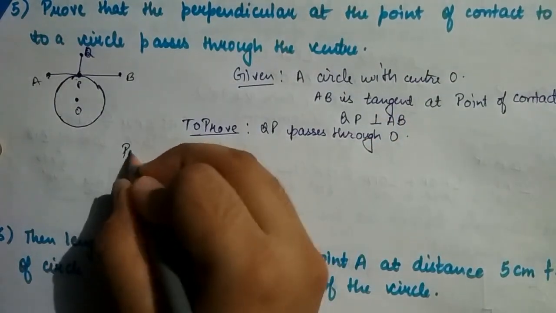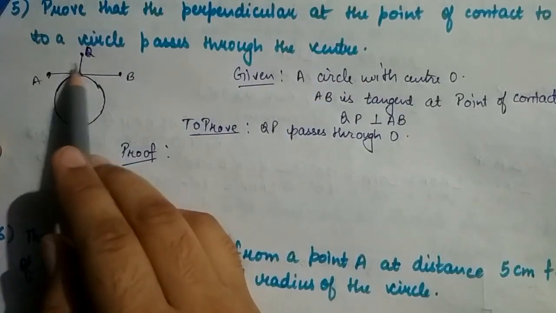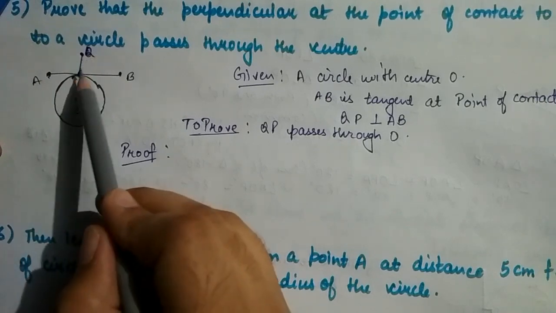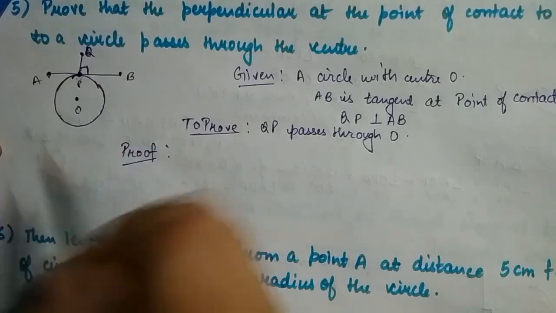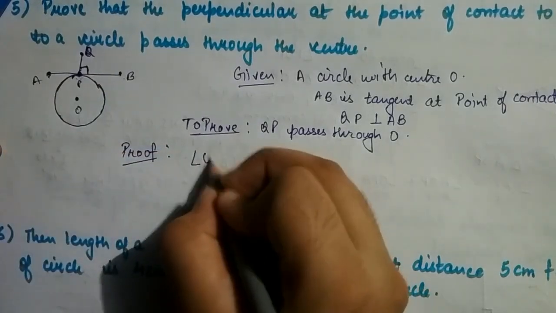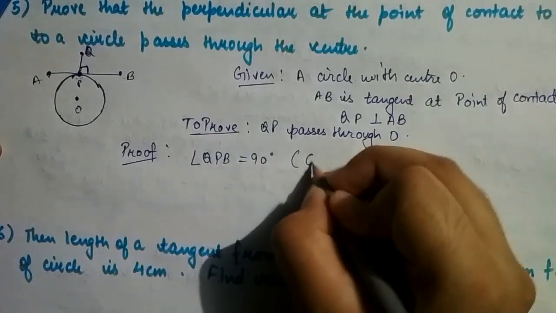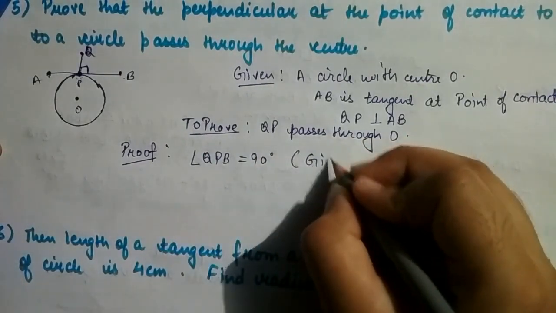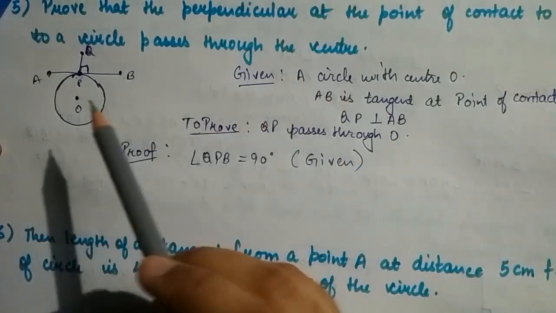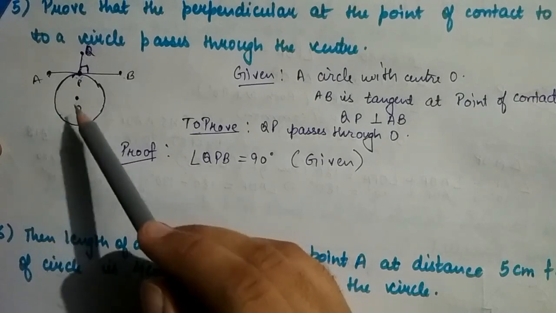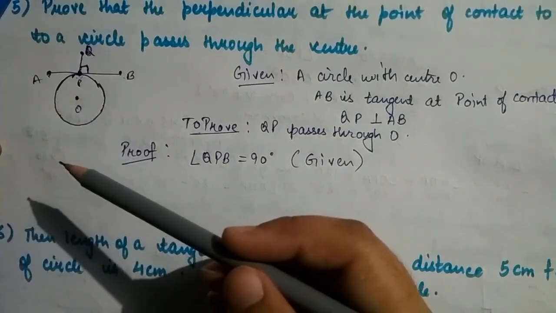So how will you prove this? It is very simple. Proof: first of all, it is given that QP is perpendicular to AB. Therefore, you can say this angle is 90 degrees. Angle QPB is 90 degrees because it is given that QP is perpendicular to AB. So you will write the reason: given. Now you know that radius is always perpendicular to the tangent, because you did a theorem based on this.